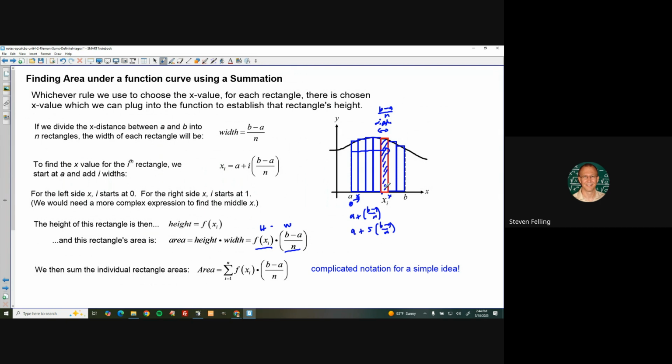And then if I want to sum this up to find an approximation for the area, I'm going to sum from rectangle number 1 to rectangle number n those heights times widths. This is a really complicated notation, but it's really for a pretty simple idea. We're just going to pick a different x in each of these rectangles, maybe using the right-hand side, plug that into the function to figure out the height, multiply by the width, and add these things up. This is a complex way to write that.